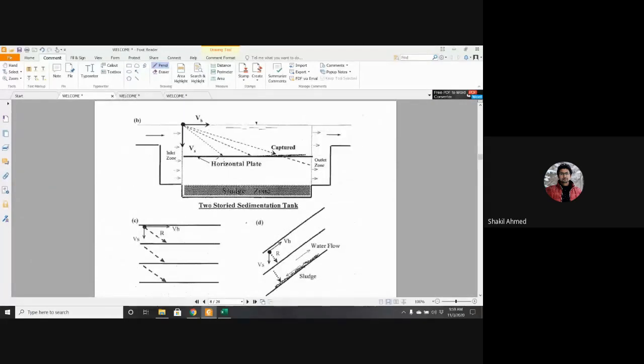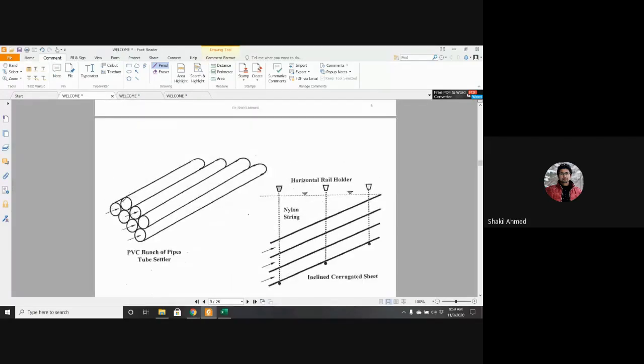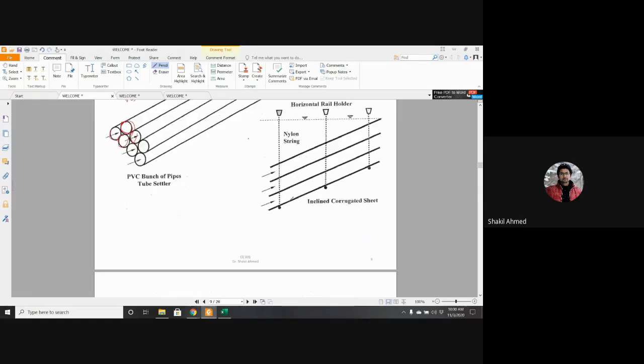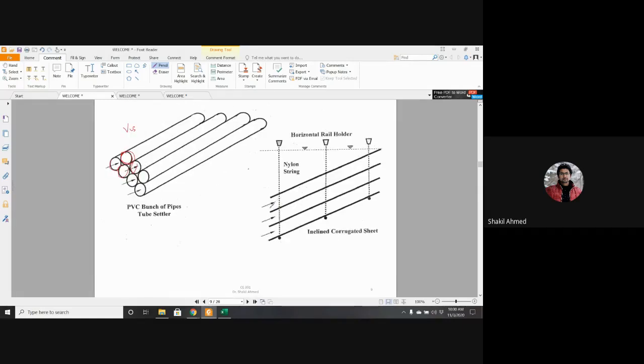This is a horizontal plate. So we increase the plate number. Sometimes we also use tubes, one tube, two tube, three tube, and the water passes through them, and we increase the surface area by using tubes. That increases the surface area and reduces the critical settling velocity. Sometimes we arrange this from bottom to high, so the water has to pass uphill.